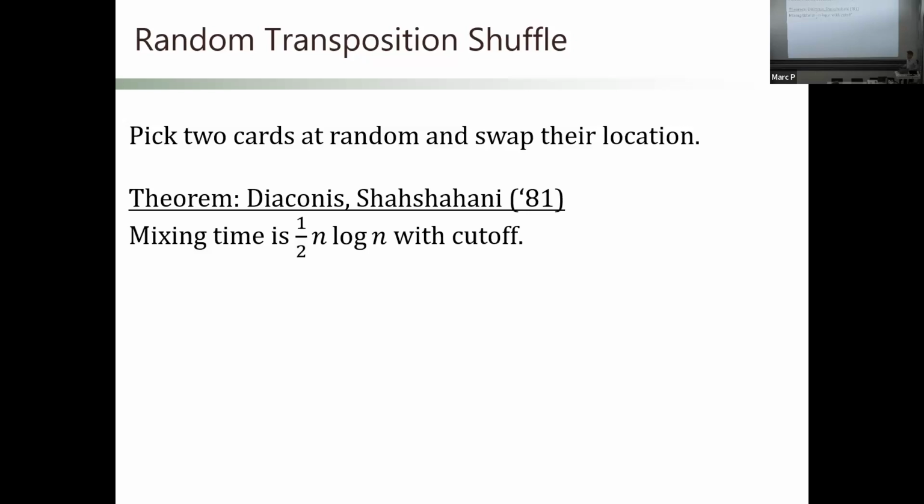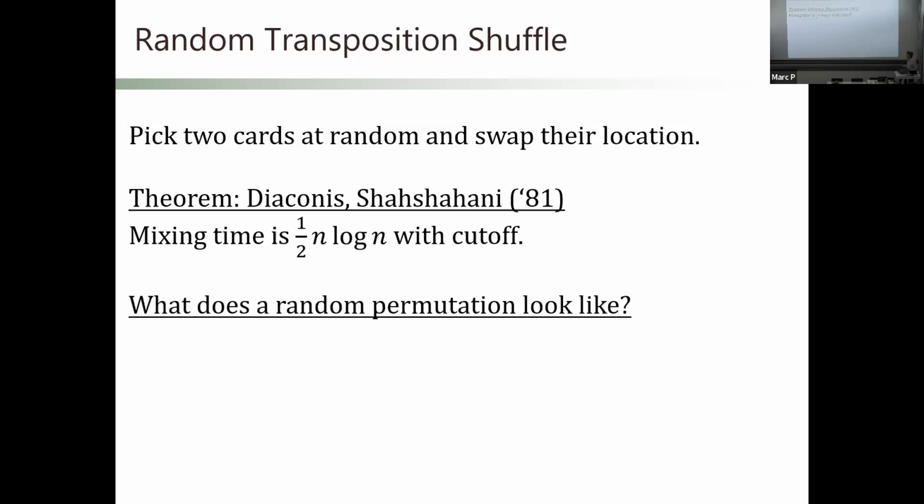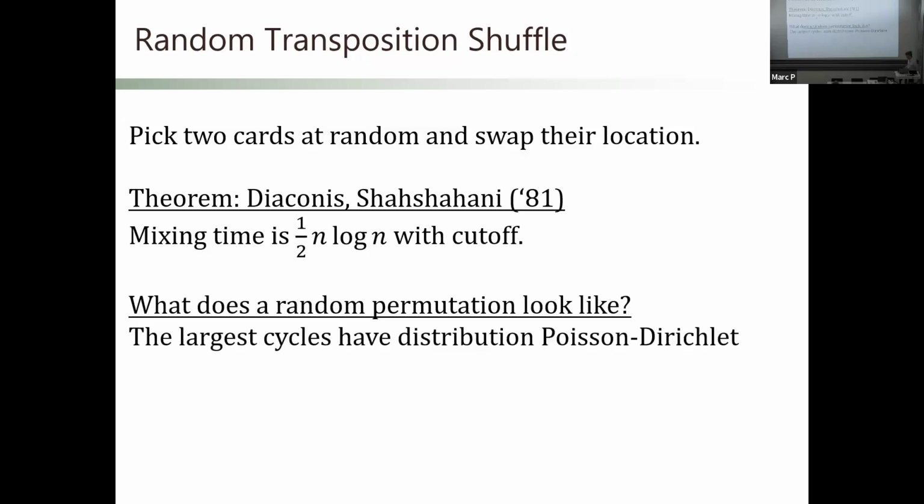So you could ask, what does a uniformly random permutation look like? And in particular, what do its cycles look like? Well, there's about log n number of cycles, and the biggest ones take up a constant fraction of the n cards. So you get cycles of order about a constant times n in size. And you can say more about them. They have a Poisson-Dirichlet distribution, which gives you a random way of splitting up a unit of mass. Actually, there's a parameter. This will be Poisson-Dirichlet with parameter 1.